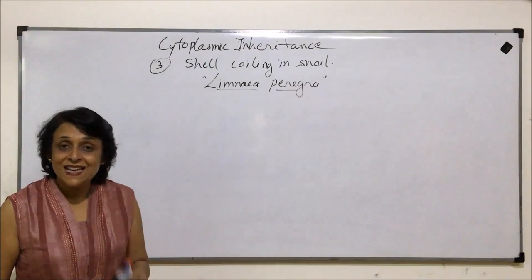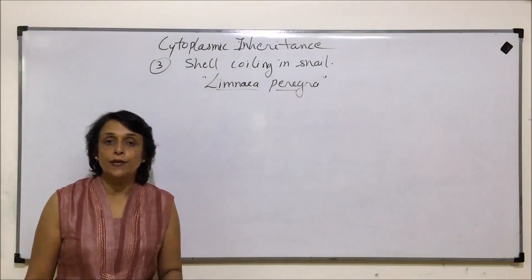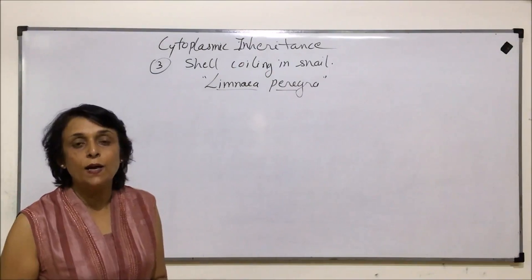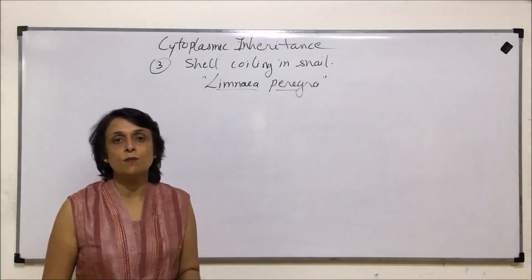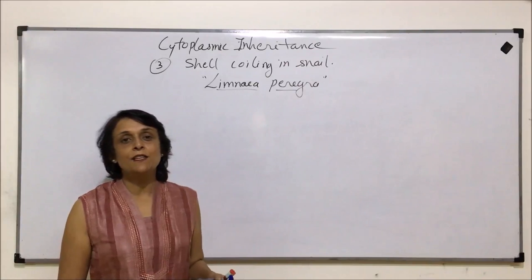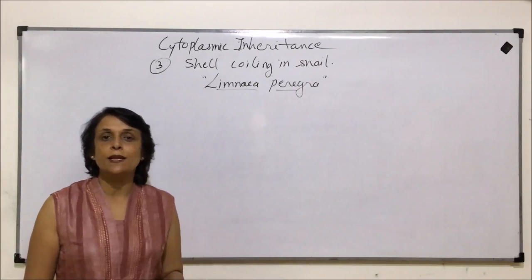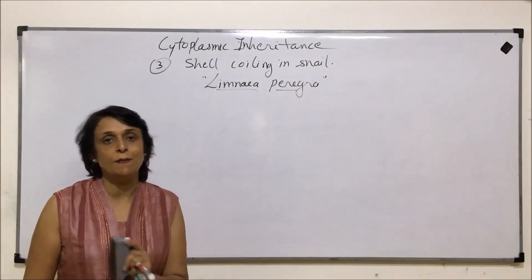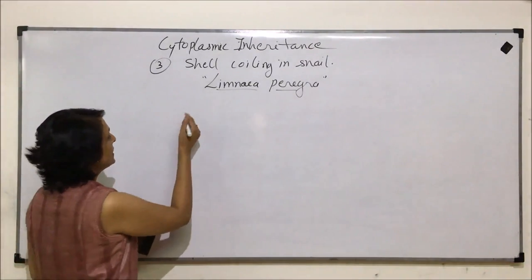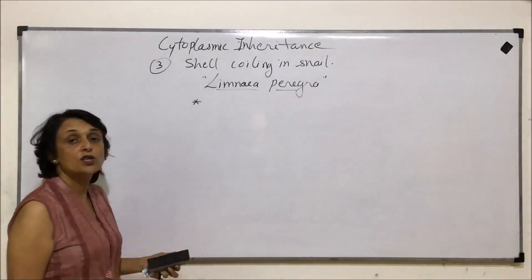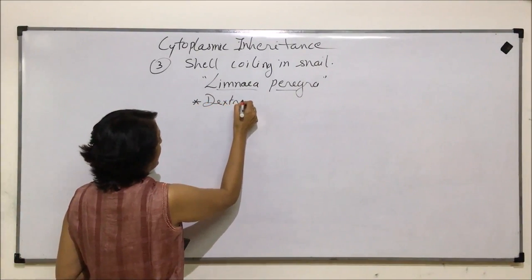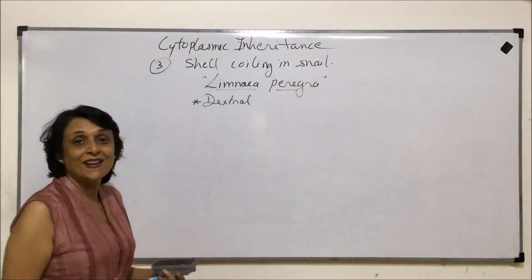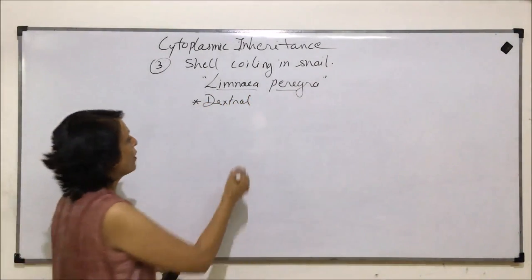In snails, the shell coiling is again decided by a protein which is present in the cytoplasm of the gamete. And as we already know, the cytoplasm comes only from the female gamete. In snails, there are two types of shell coilings. One is known as dextral. Dextral is right-handed or clockwise.